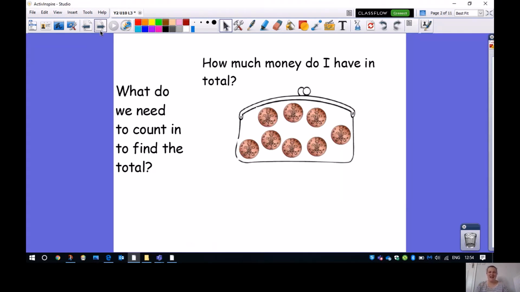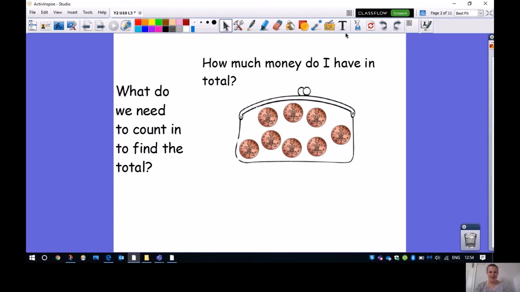So how much money do I have in total? And what could I count in to find the total in this purse? Well, from our do now, we know we can count in our twos because each of these is worth 2. So let's find how many have we got altogether. 1, 2, 3, 4, 5, 6, 7, 8. So I need to find out how much 8 lots of 2 is.